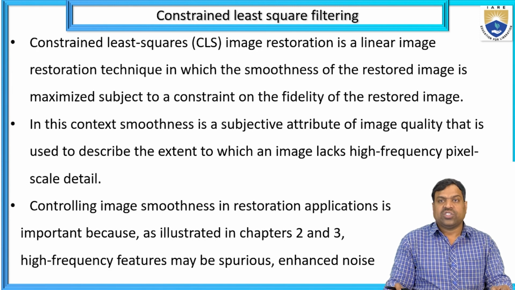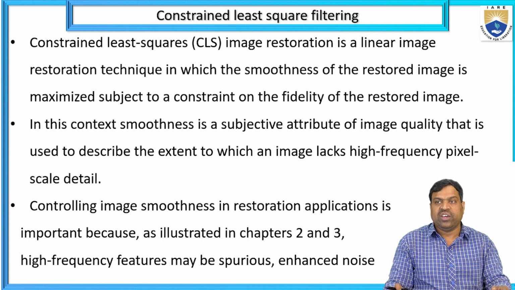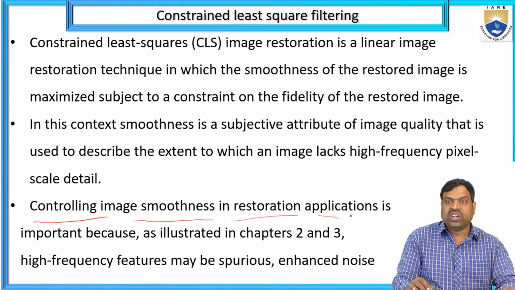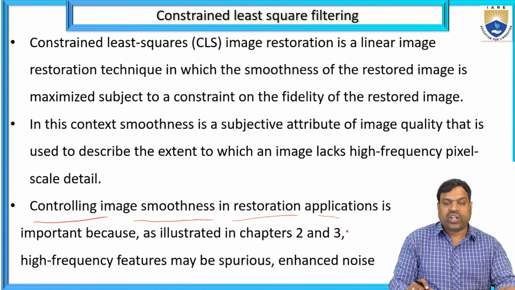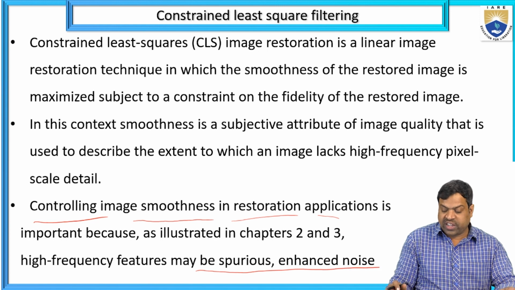Constrained least square CLS image restoration is a linear image restoration technique in which the smoothness of the restored image is maximized subject to a constraint on the fidelity of the restored image. In this context, smoothness is a subjective attribute of image quality that describes the extent to which an image has high frequency pixel scale detail. If you are controlling the image smoothness in restoration applications, it is important because the high frequency features may be spurious and enhanced noise.